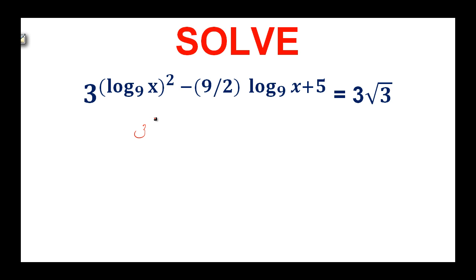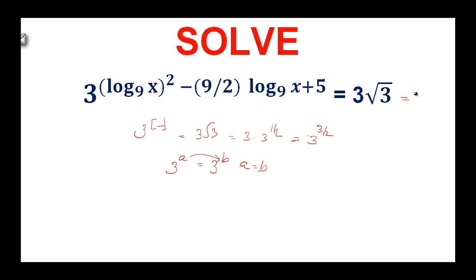The given expression can be written as 3 power some expression in x equal to 3 into root 3. Now this can be written as 3 into 3 raised to 1 by 2, which becomes 3 raised to 3 by 2. Okay. Now this is of the form 3 raised to a equals 3 raised to b. If 3 raised to a and 3 raised to b are equal, then we can say that the exponents are equal, that is a equal to b.